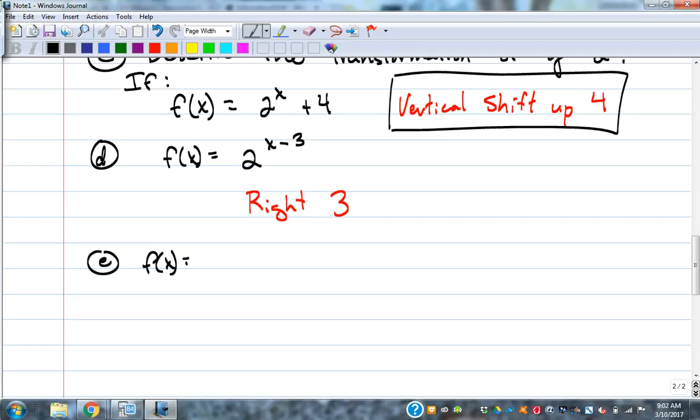F of x is equal to 2 to the negative x minus 5. Something with a couple of things happening. Reflection across the y-axis and not x.